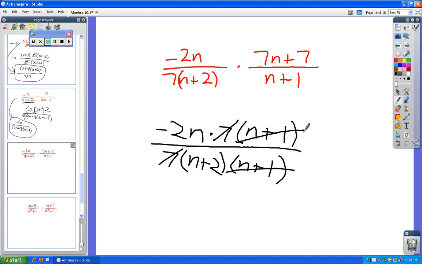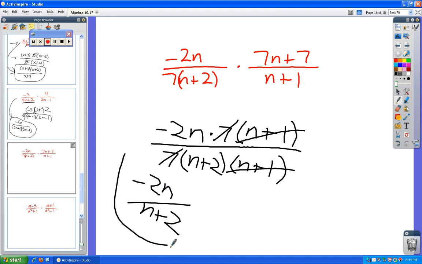Anything else? Good. You're not supposed to cancel this n because it's part of the factor. Negative 2n over n plus 2. That would be the simplest form of what we started with. Again, it's not obvious. You cannot just cancel here. You cannot just do the 7 and n. You need to factor and cancel common factors.